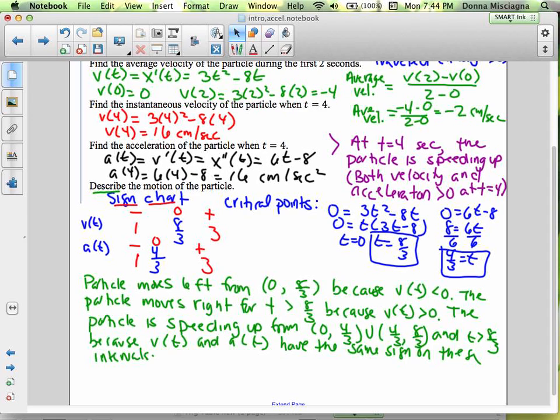Because then you're saying it's speeding up when the velocity is 0. How does that work? Right? So make sure you take the critical points out of it, and then you've got this one answered correctly. All right. Now, if you have any questions, let me know.